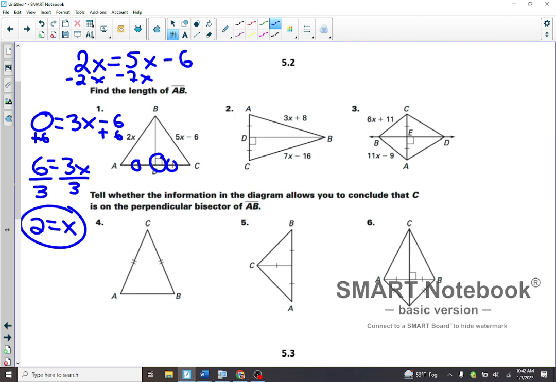If you don't like that, you could do minus 5x on both sides and then divide by negative. That's what I did. That's what you do.